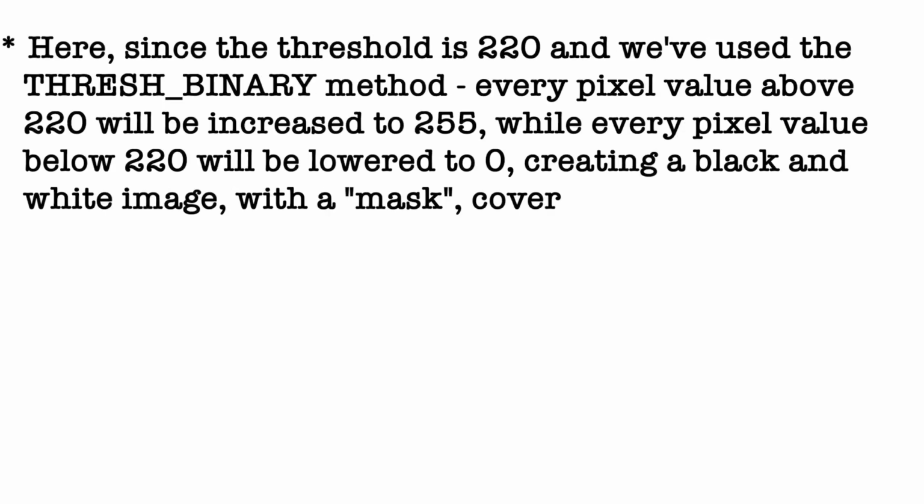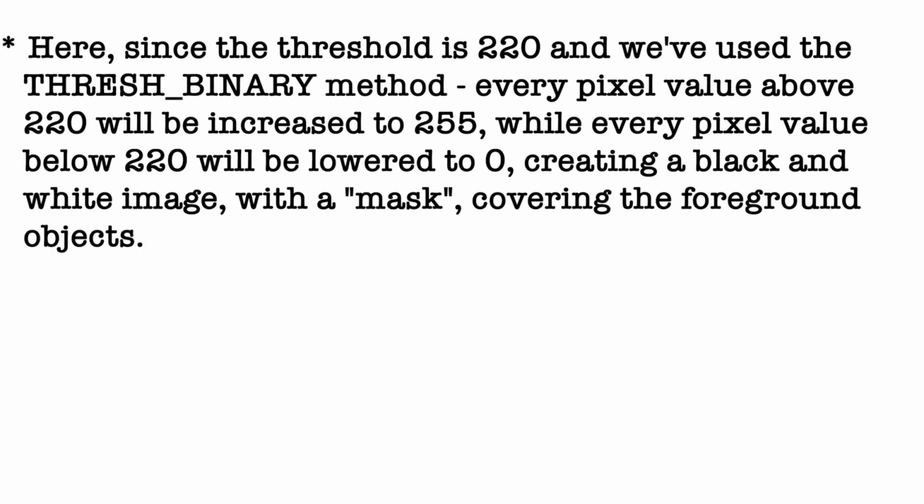Here, since the threshold is 220 and we have used the threshold binary method, every pixel value above 220 will be increased to 255, while every pixel value below 220 will be lowered to 0, because we have to find the higher threshold value; otherwise, if it is not met, we convert it to 0, creating a black and white image with a mask covering the foreground object.